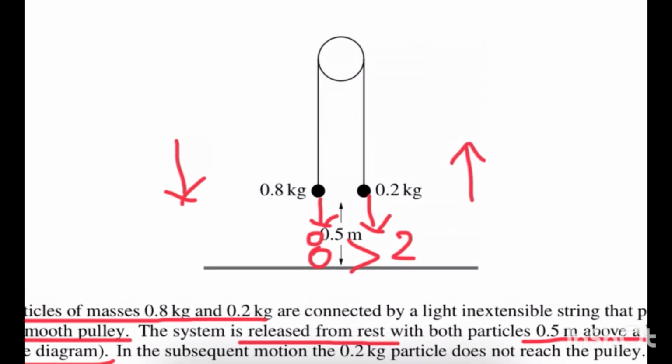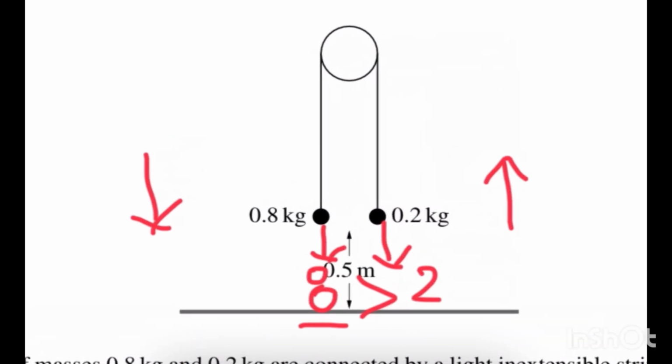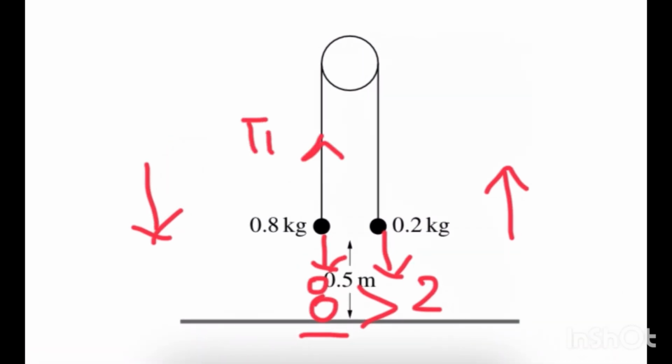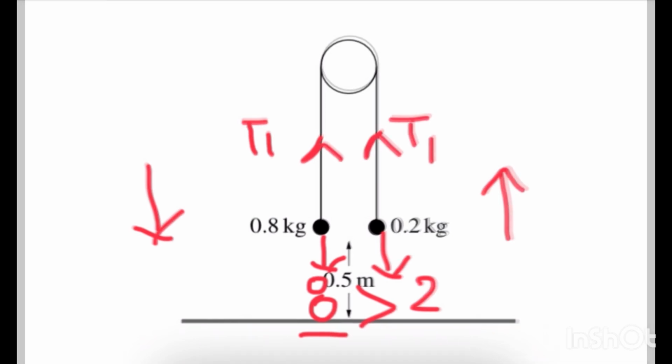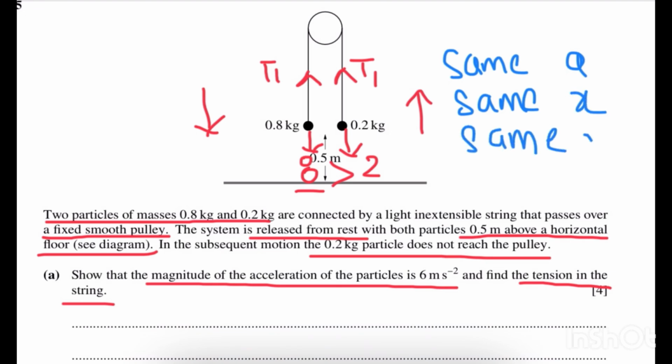Now what will be the direction of the tension? For this 0.8 kg particle, the tension will be upwards in this direction, and as for this 0.2 kg particle, it will also move upwards. Now since these two particles are connected by the same string, they will have the same acceleration, same distance traveled, as well as the same speed. As long as they are connected and there is tension in the string, these three conditions will hold true.